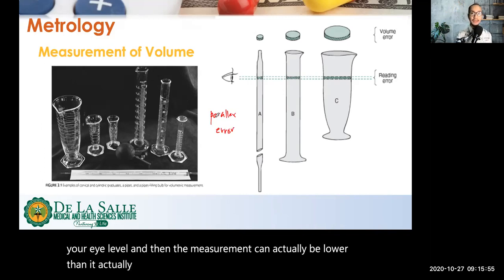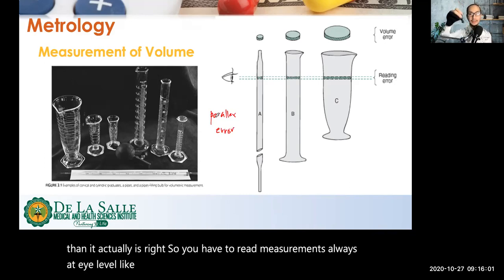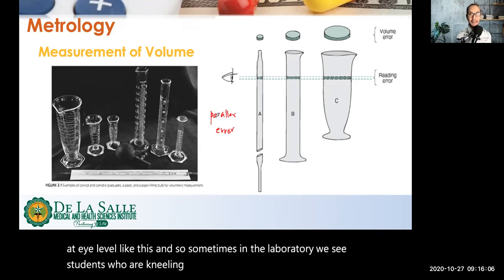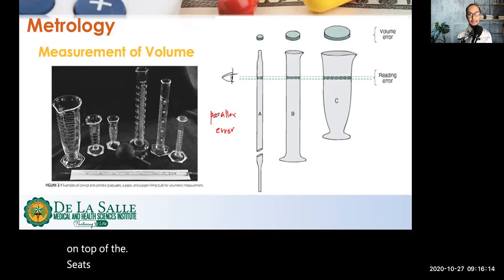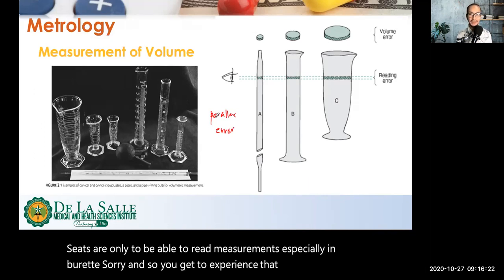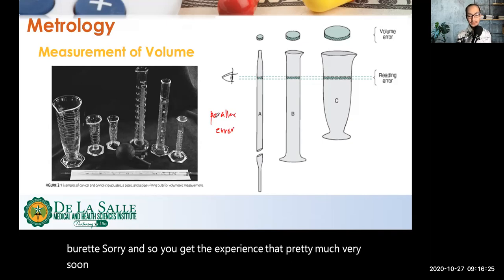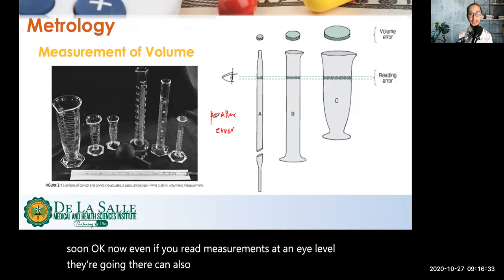Okay, so you have to read measurements always at an eye level, like this. And so sometimes in the laboratory, we see students who are kneeling down, or others who are standing on top of the seats, only to be able to read measurements, especially in burettes, and so you'll get to experience that pretty much very soon. Now, even if you read measurements at an eye level, there can also be a reading error.